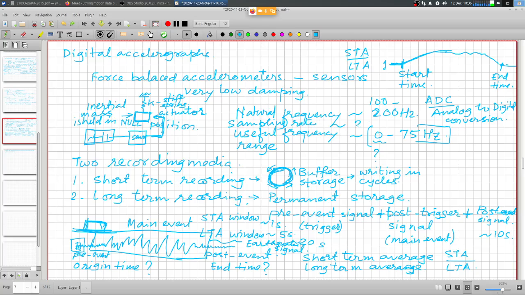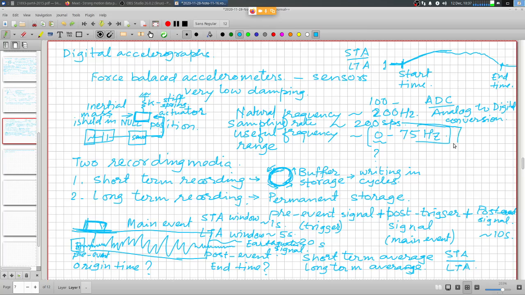Sampling rate is about 200 SPS, samples per second. That is the usual sampling rate that you will find in these force balance digital accelerographs. So once the signal is sampled at 200 samples per second, or 200 hertz, any frequency above 100 hertz cannot be resolved. That's the Nyquist theorem, right?